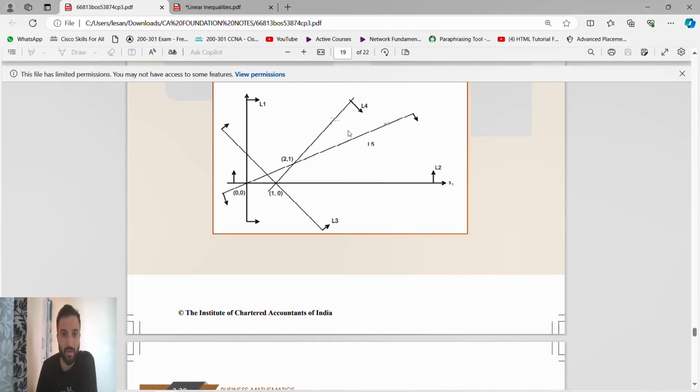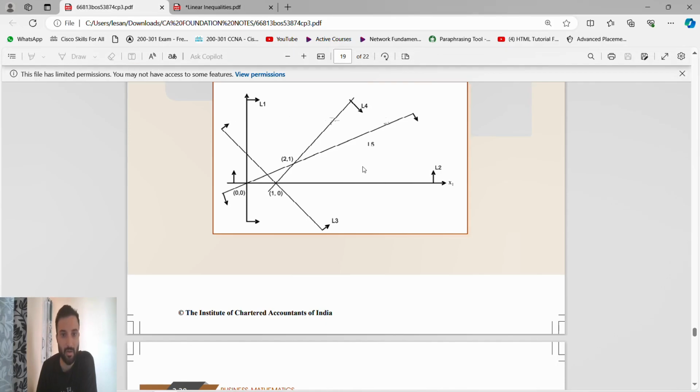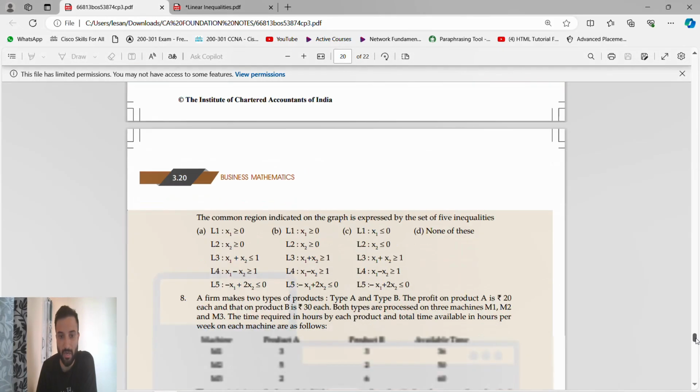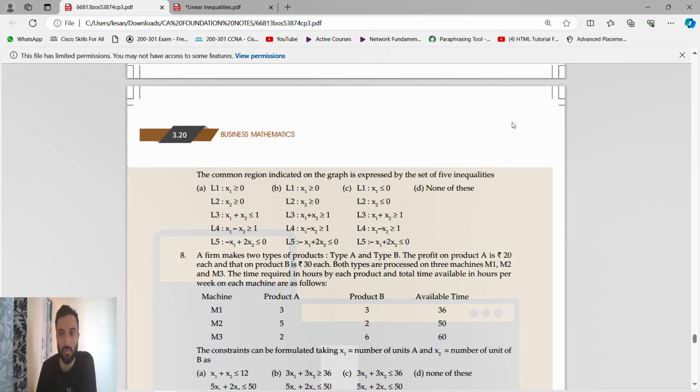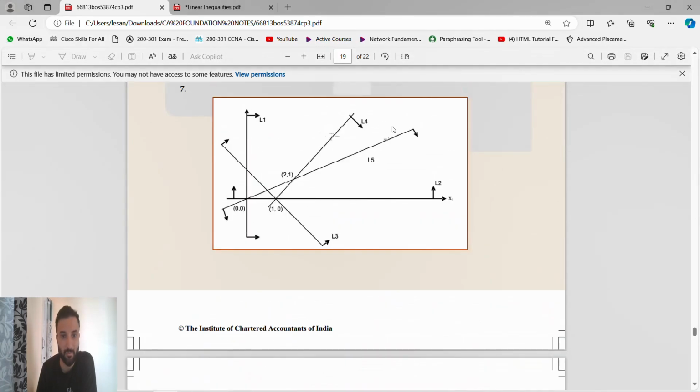Okay. So what is the thing? The question is they are given a graph, and from that we have to select which is the correct equation. See, A also has this, B also has this, and C also has this. So we have to check all the equations. So how will we check? Yes, we'll see the symbol.